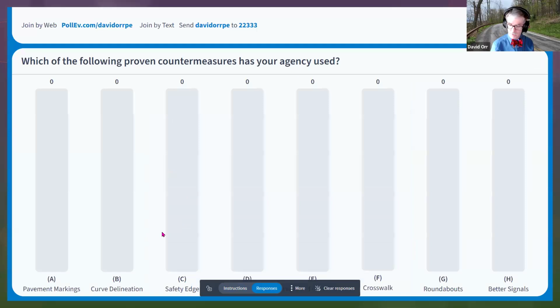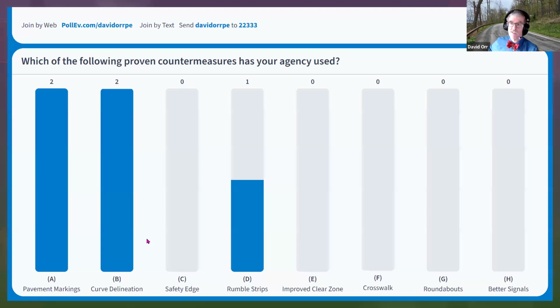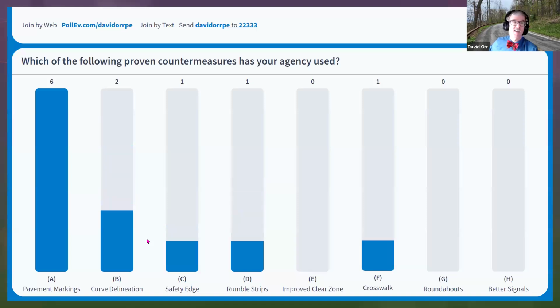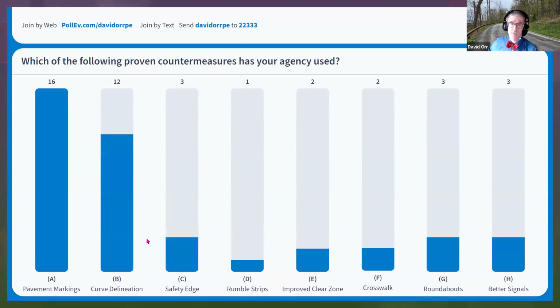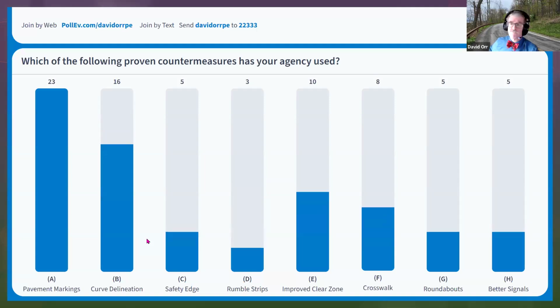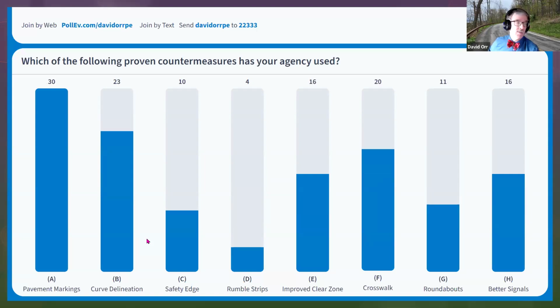Okay? And I'll just go ahead and put the responses up. So let's see how many people have used different ones here. So almost everybody's used pavement markings. Yep. And again, if you can't access the poll, you can put it into the Q&A. A lot of you have done curve delineation, as I would expect. Safety edge. Okay. Rumble strips. Clear zone, crosswalks. A few have roundabouts. Oh, 10 of you actually. That's pretty good. Okay. And then better signals.